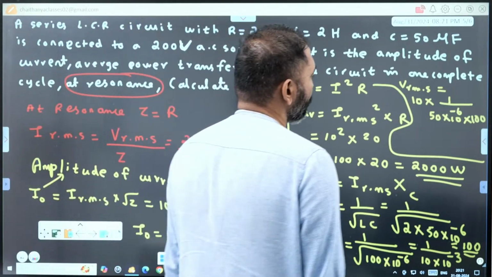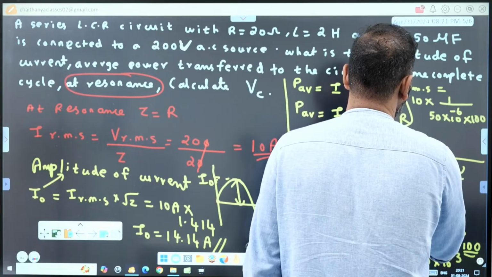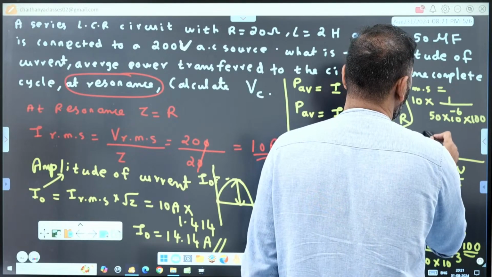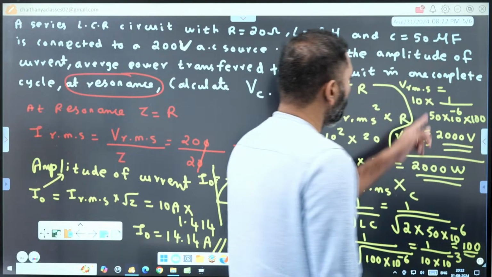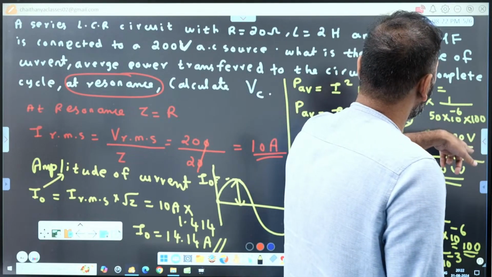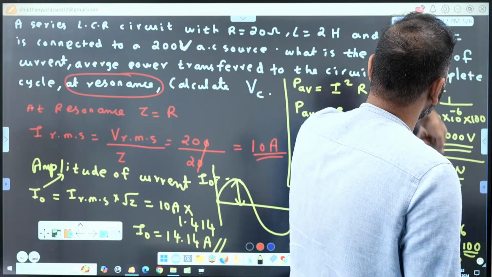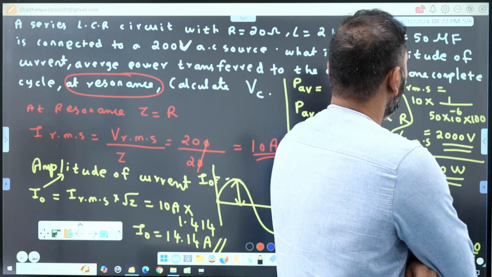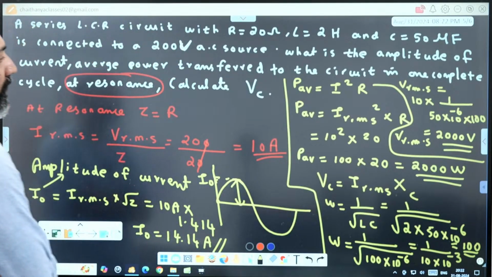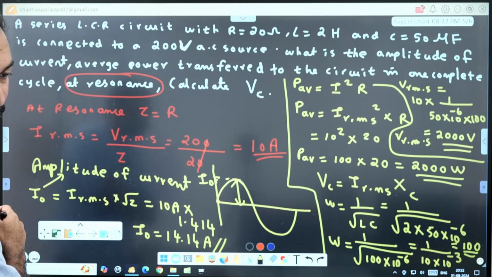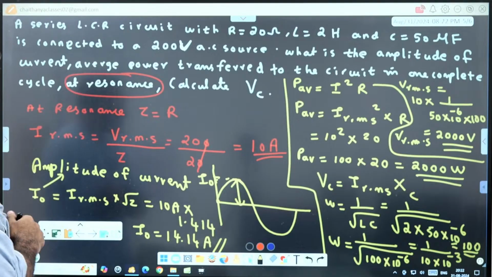2000 ohm. VRMS is equal to not 2000 ohm, 2000 volt. 100, then the 0 cancelled. So 10 raised to plus 6 by 500. 10 raised to plus 6 by 500 means what? Answer will be 2000. Any doubt? 2 kilovolt will be the answer.